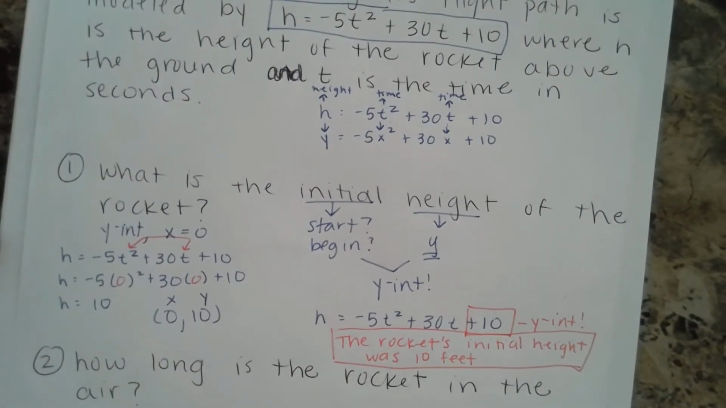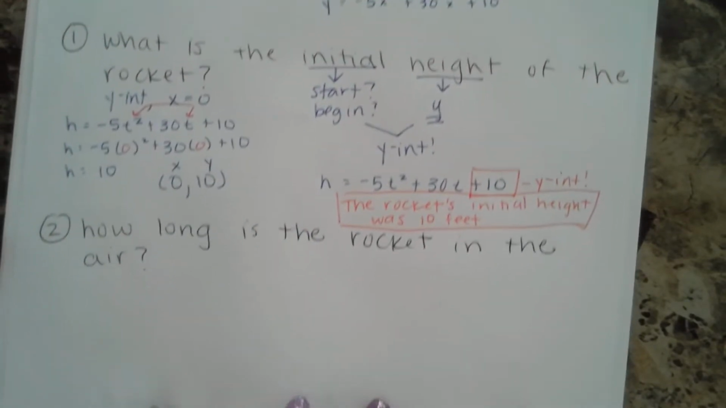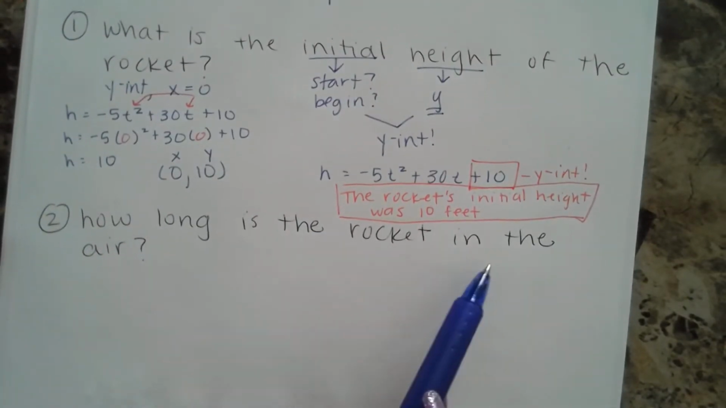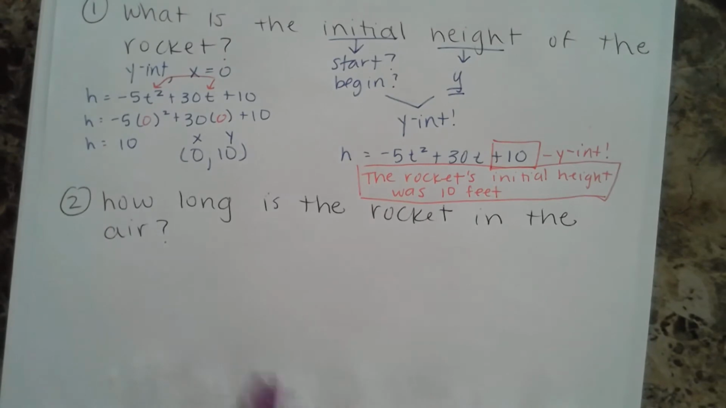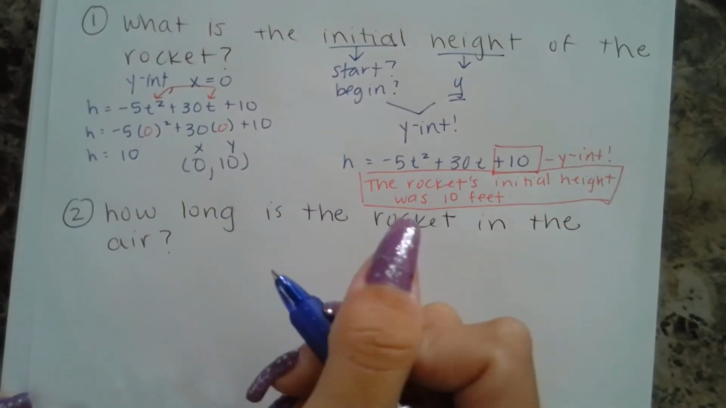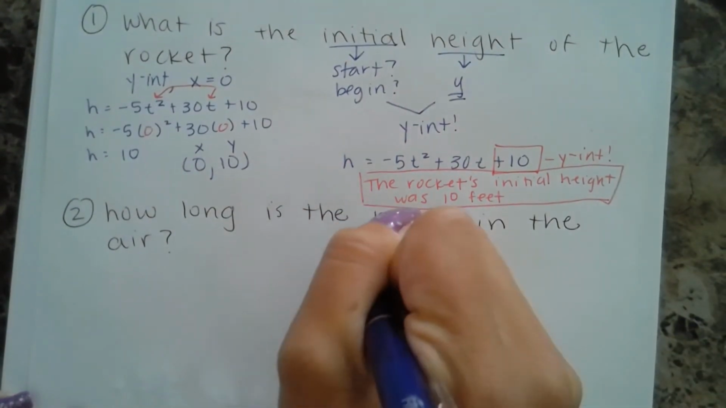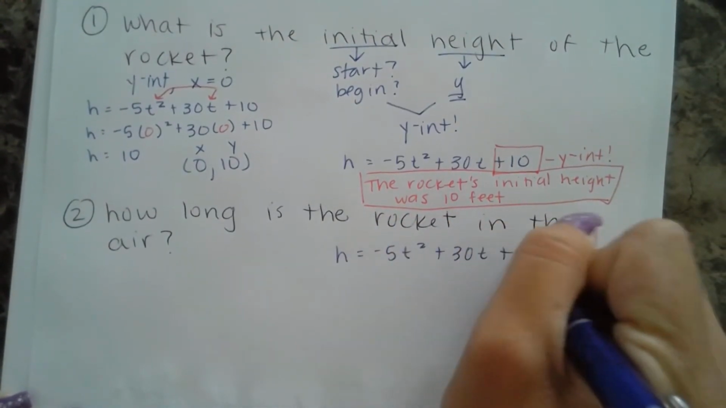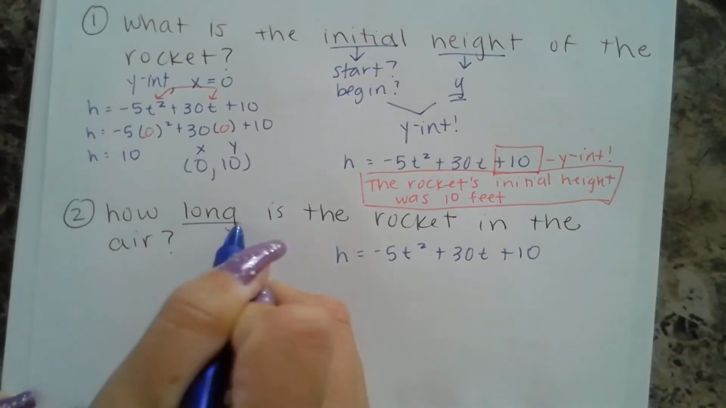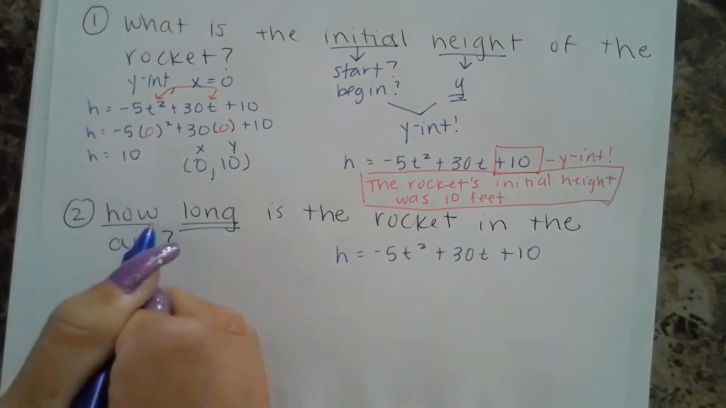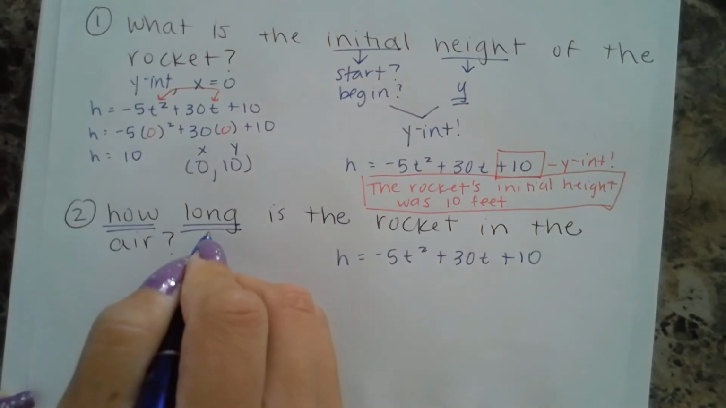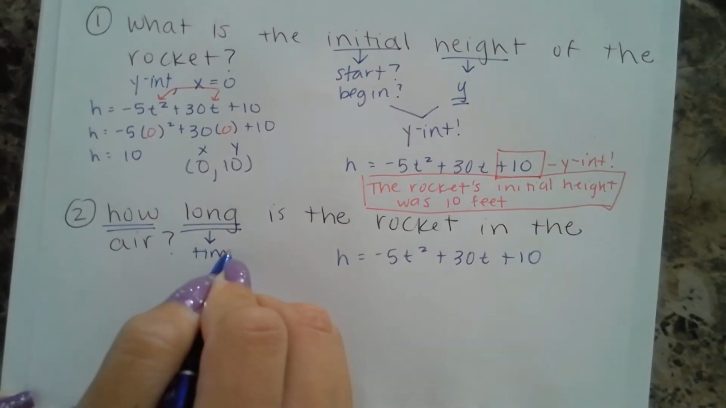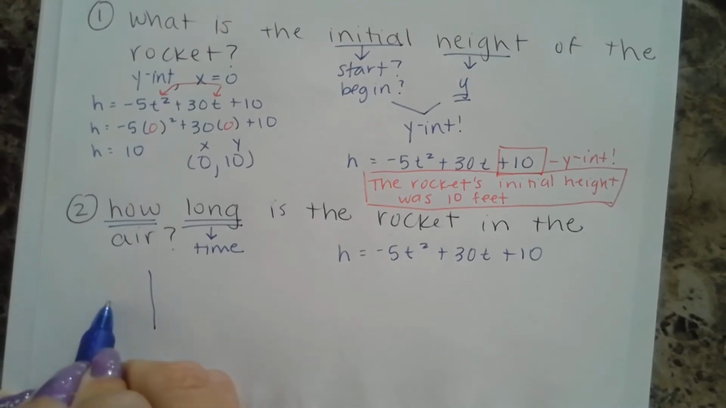Now, number 2. How long is the rocket in the air? Let's think about this. We know our equation is h equals negative 5t squared plus 30t plus 10. How long is it in the air? We're talking about how long, which is time.